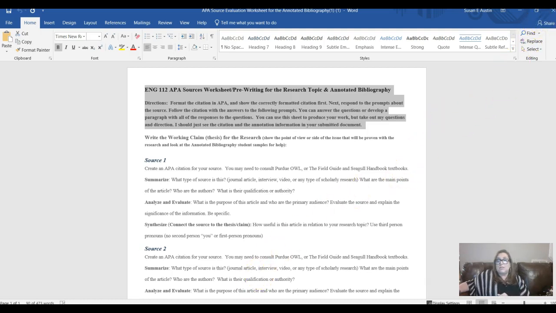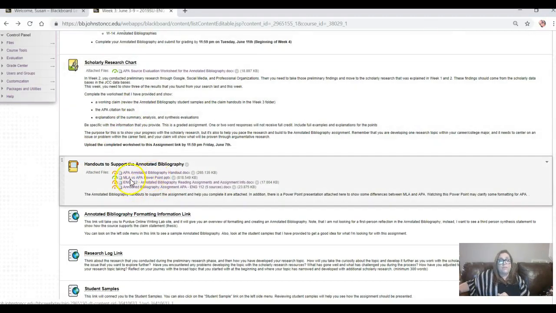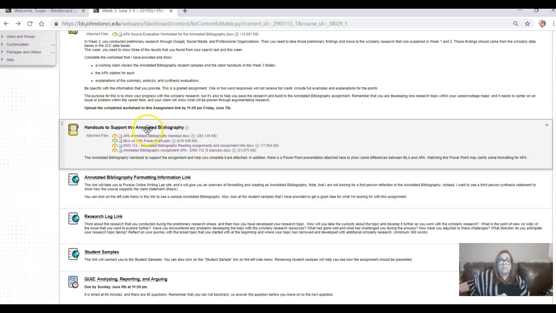Okay, so now let's switch over to the annotated bibliography work. If you notice here in Blackboard, I've given you a folder of handouts for the annotated bibliography. I'm not going to go through all of those with you right now, but I wanted to review them. So first you have an APA annotated bibliography handout, and that's going to give you a lot of information about what an annotated bibliography is and how to format it. Then I've given you a PowerPoint, and I know that we moved from MLA in English 111 to APA in English 112.